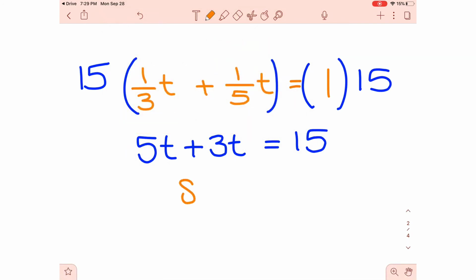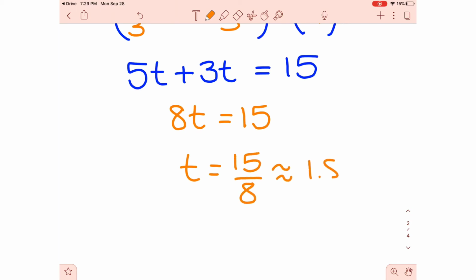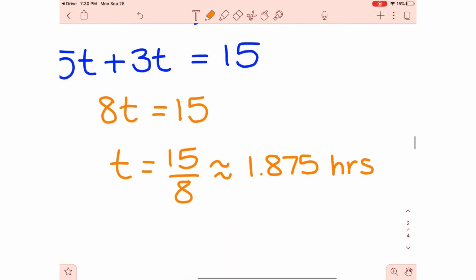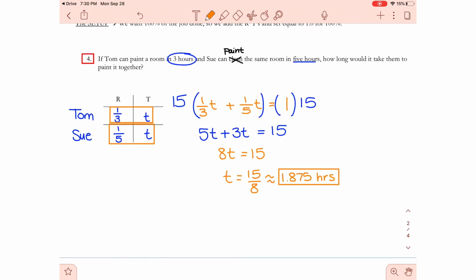So I get 8t equals 15 and divide both sides by 8 to get t equals 15 over 8, which is about 1.875 hours. I do not need you to convert to hours and minutes, but it makes sense that they would paint the room much quicker than each individual time because they're working together. So that is the answer.